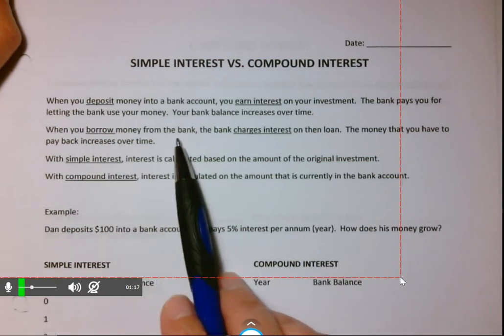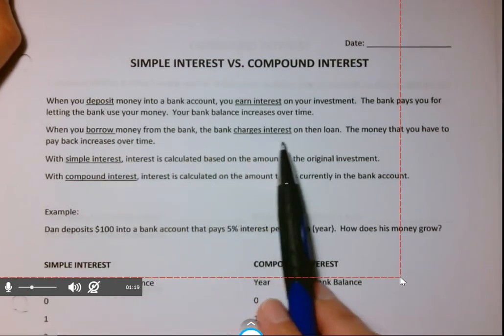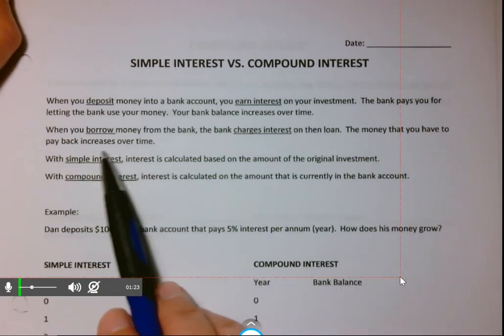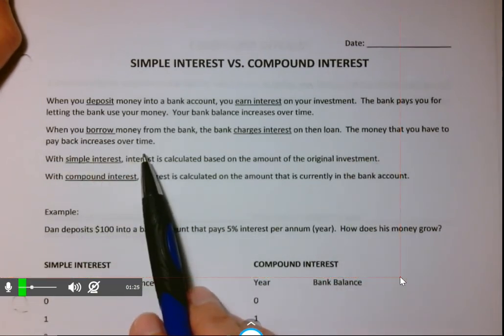When you borrow money, the bank charges interest on the loan. That means that the money that you have to pay back increases over time. So the longer it takes you to pay something back, the more money you have to pay back.